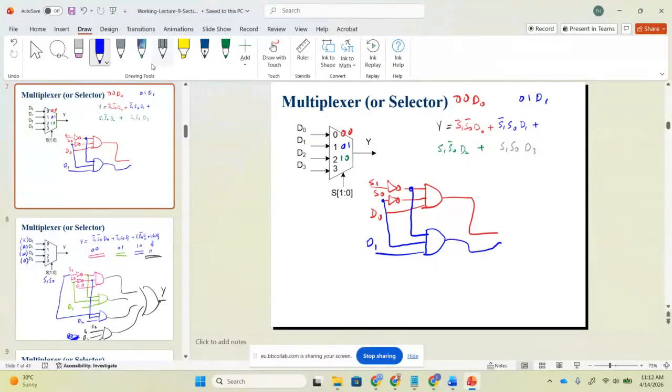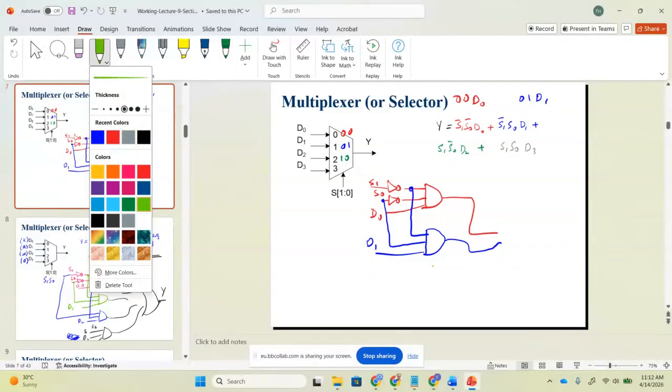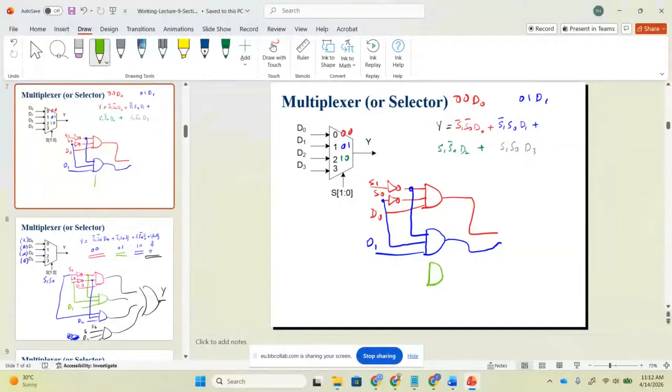Then we are using now the green color. The green color is actually S1. So we are getting S1 here. S1 will come from here. The second input is S0 bar. So S0 bar will come from here. And the other input is actually D2. So D2 will come here. Any question?